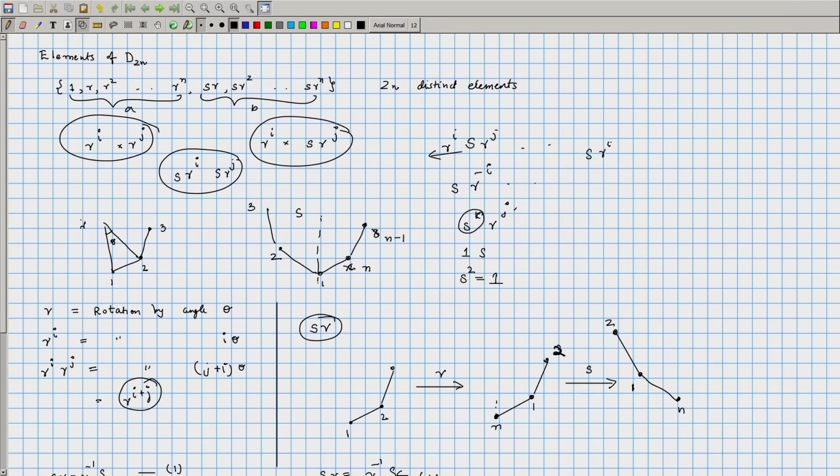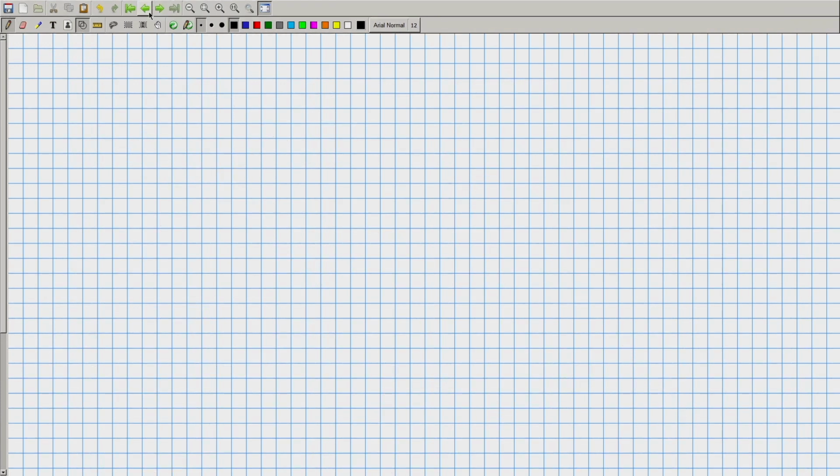So, S R raised to I, S R raised to J in particular would be R raised to minus I, S R raised to J, that is going to be, S squared is identity, so R raised to minus I plus J. All these additions you can think of as being carried out mod n. So, what this means is, the entire dihedral group can be described as consisting of basically R and S and their combinations.